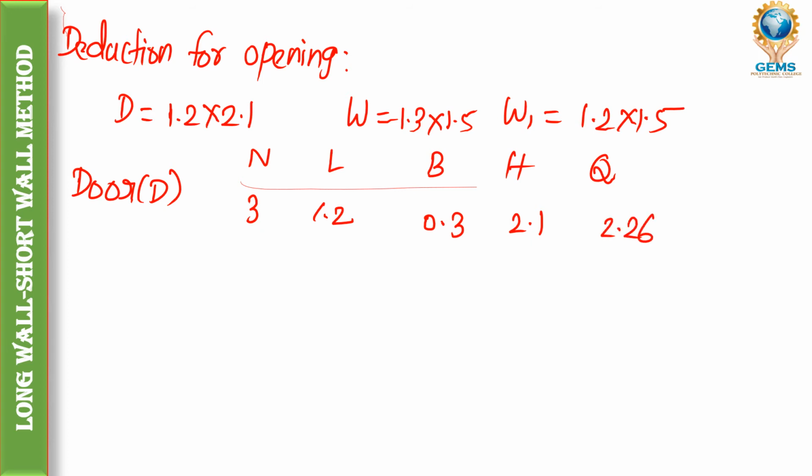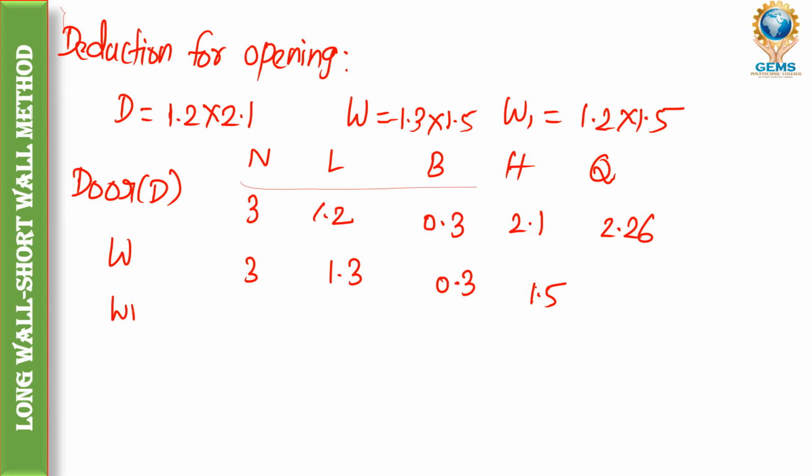Then for W, window, we are calculating how many windows there are. We have three windows. The length is 1.3, the breadth is the same wall thickness, 0.3, and the height for W is 1.5. So we will get the quantity.